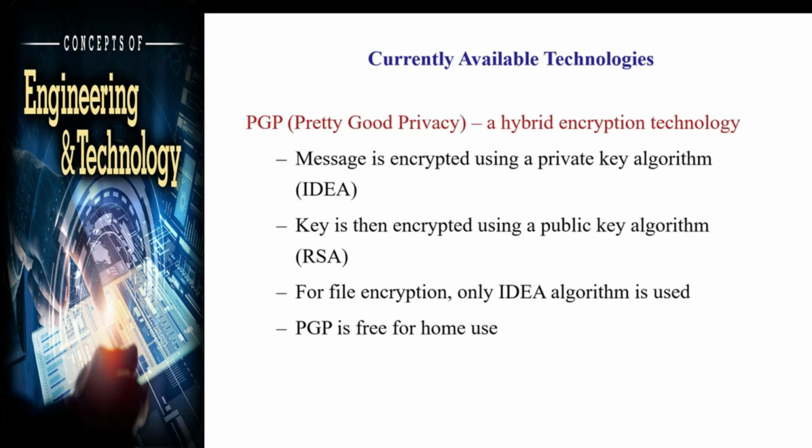Among currently available technologies, we have PGP, Pretty Good Privacy, a kind of hybrid encryption technology. The information can be encrypted using the private key algorithms, and after the encryption, it can be taken to the next level of decryption or other things. When you look at encryption, we use the private key and public key, as I already showed you.